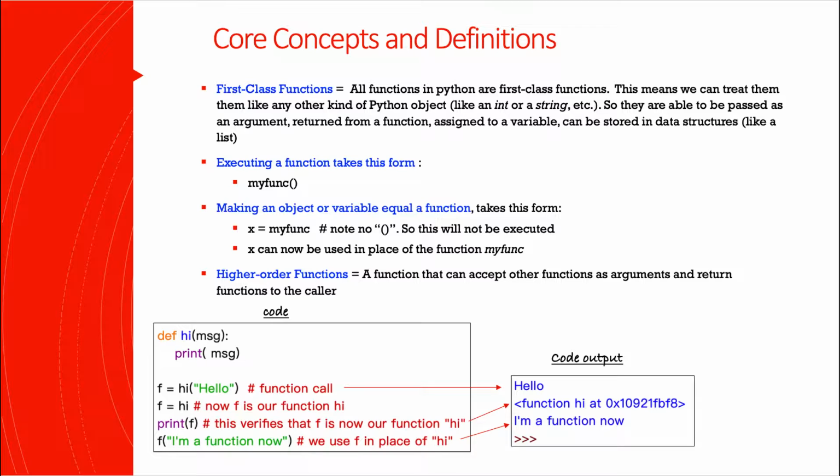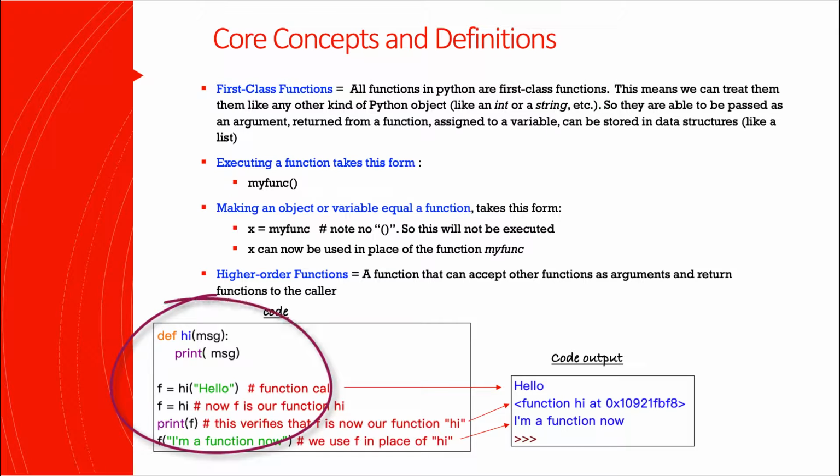Executing a function takes this form, the function name and the open and close parens. That will return the function and execute it. Making an object or a variable equal to a function will take this form. x equals myfunc. Note, there are no parentheses. This will not execute the code. This only returns it. x now can be used in place of the function myfunc. Higher order functions are functions that can accept other functions as arguments and return functions to the caller.